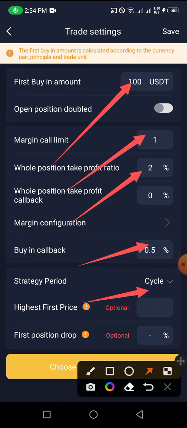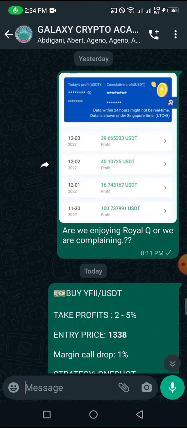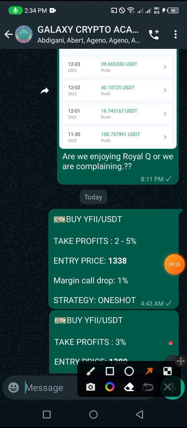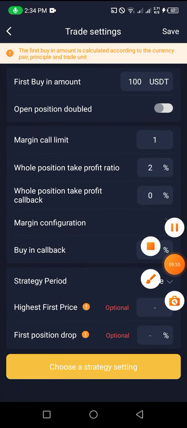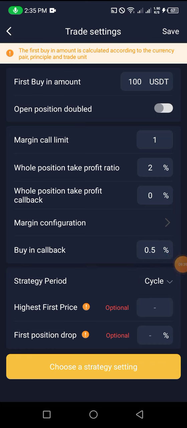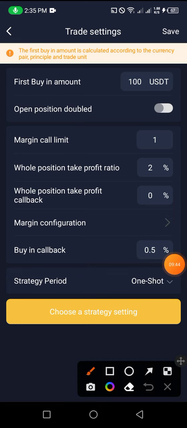Then the strategy period is what we're going to change from cycle to one shot, because here the signal is talking about one shot. They're telling us to use the one shot trading strategy, if you can see here. See that? The strategy is one shot. So we shall just simply tap here to change to one shot. So I'll tap there and change to one shot. Now the other thing that you also need to do is this, the whole position take profit callback.